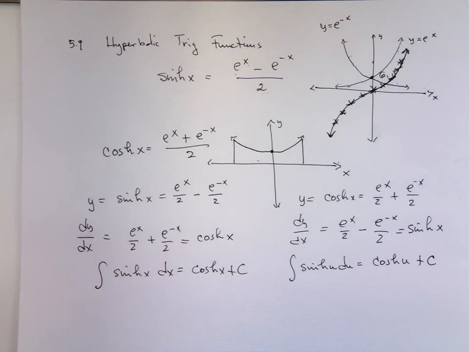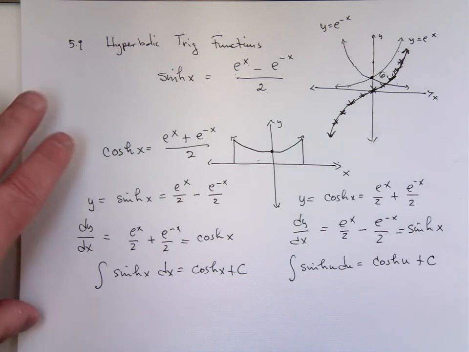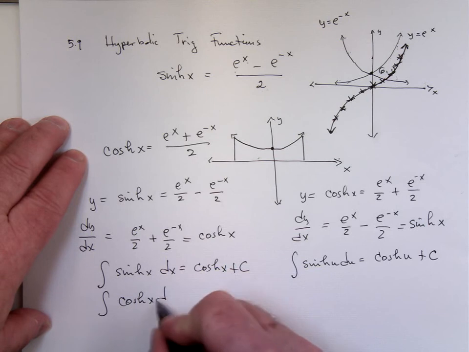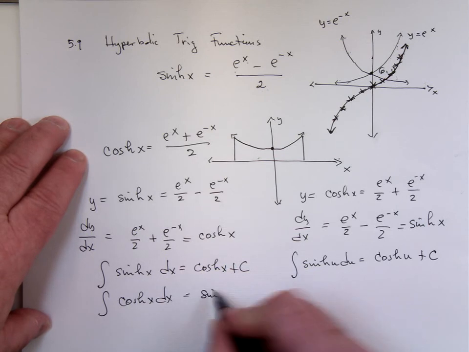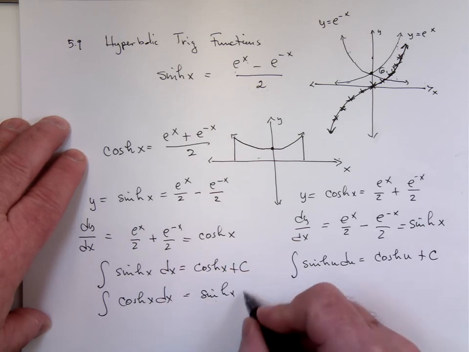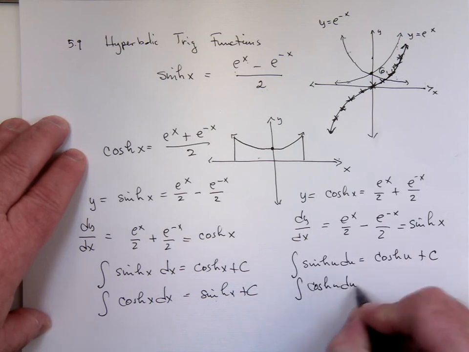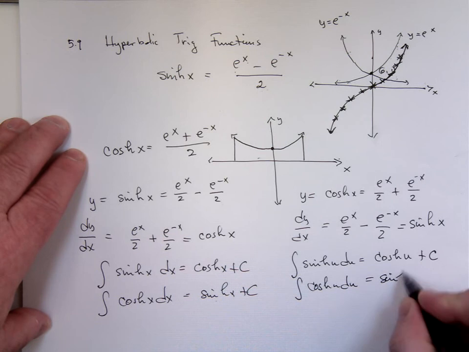And the next one I give you, I believe, will be our last integration form. So the integral of cosh is sinh. Why? Because the derivative of sinh is cosh. The integral of cosh u du is sinh u plus c. Two more integration forms.